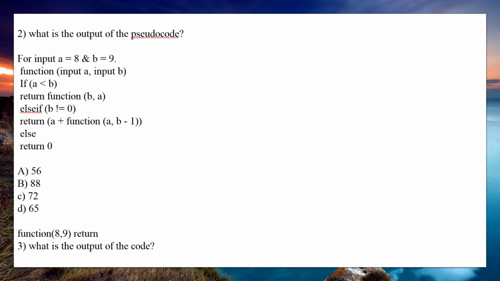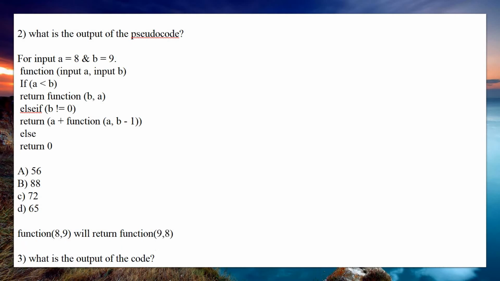So this function of 8 comma 9 will return the function of B comma A, which in reverse is 9 comma 8. Then next you again call the function, which now becomes B comma A. So here A becomes 9 and B becomes 8. Whether 9 is less than 8, the condition is false, so it will go for the else if statement. Now it will call the second function, that is function of 9 comma 8.